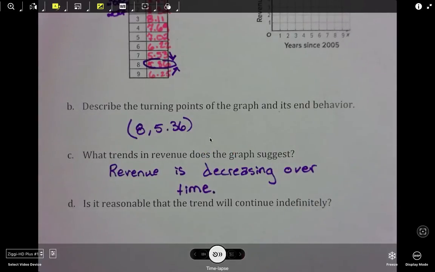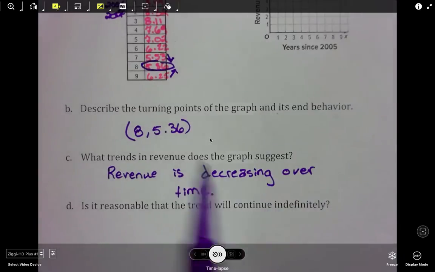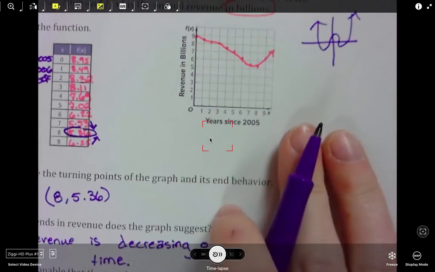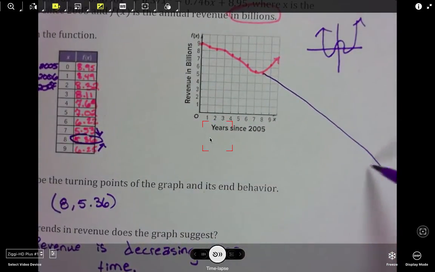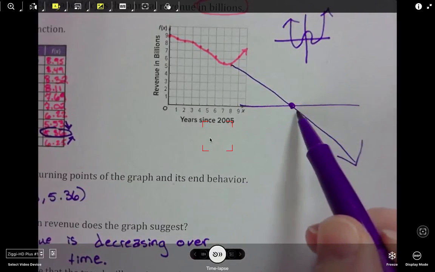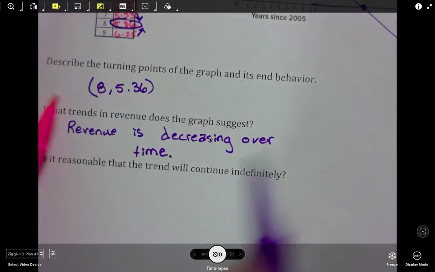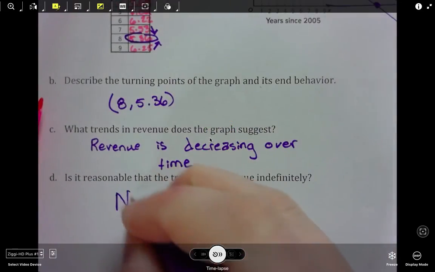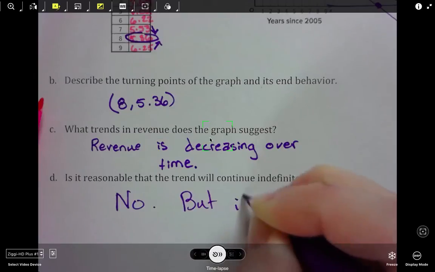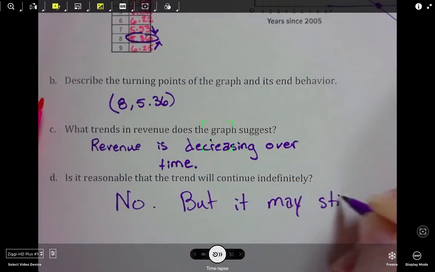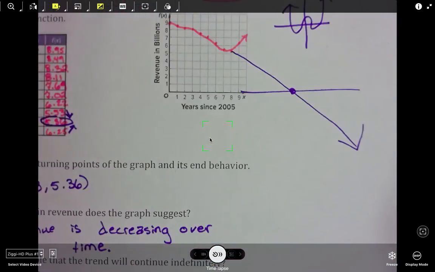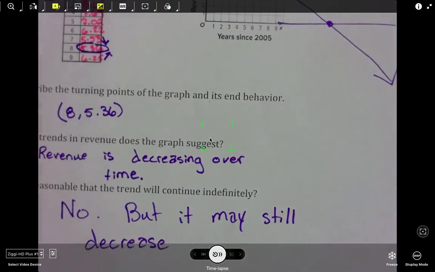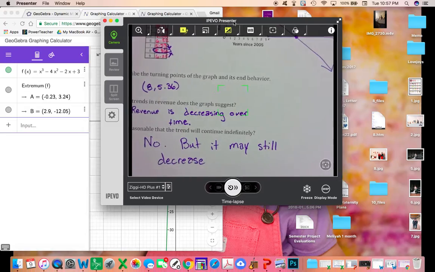Is it reasonable that the trend will continue indefinitely? Okay, that's something that we kind of have to decide. So will that continue forever, keep going down and down and down? Well, we know it can't keep going all the way down because at some point we're going to cross 0. And you can't have a negative revenue, right? So it won't be able to continue that same trend indefinitely. No, but it may still decrease. So it won't continue going down forever because we can't have negative revenue here, but it might still continue to decrease.